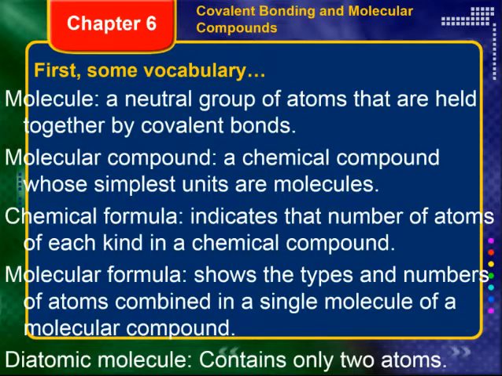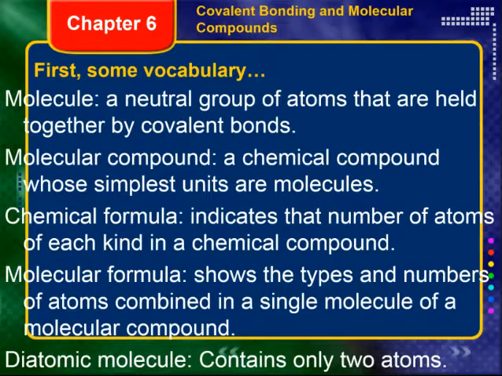Something like NaCl, sodium chloride, is not a molecule. We have a different name for that. Okay, it's a formula unit because it's ionically bonded. Molecules are covalently bonded. So when we have a molecular compound, it's a chemical compound whose simplest units are molecules, meaning they're covalently bonded.